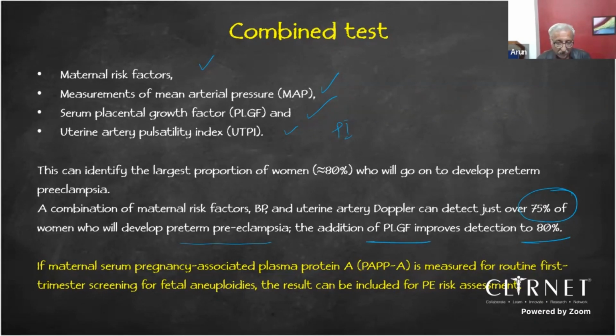But you need not get these markers done. Another thing which has come is PAPP-A, right? You again don't get PAPP-A done especially to predict PIH. If you have done it as part of your routine first trimester screening, then it helps you. Otherwise, just to diagnose or just to predict PIH, PAPP-A is not required. All right.